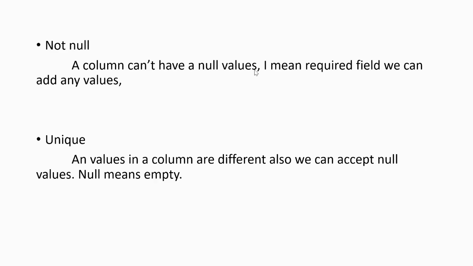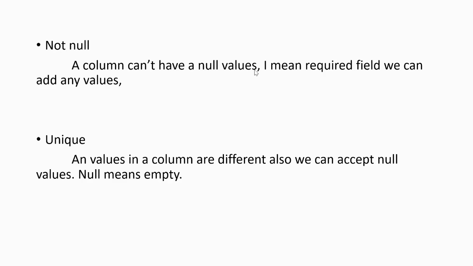Now we are going to see about keys: primary key, foreign key, composite key. Before that we have to know about null, not null, and unique. Not null is nothing but a column can't have null values. I mean it's a required field, we must add some value. This is not null. And unique is nothing but the values in the column are different. Also we can accept null values. Null means empty, everybody knows that.